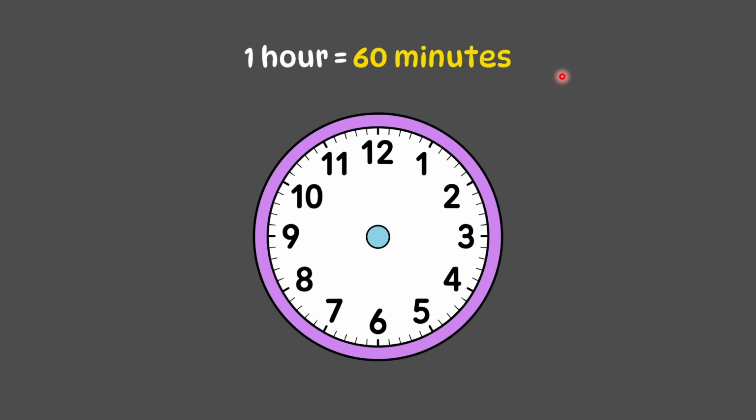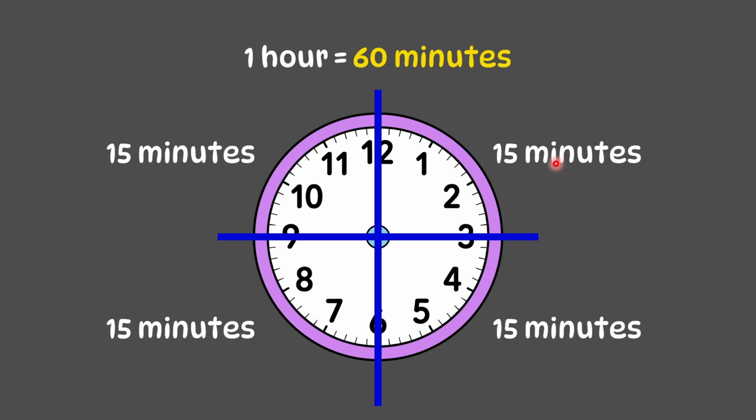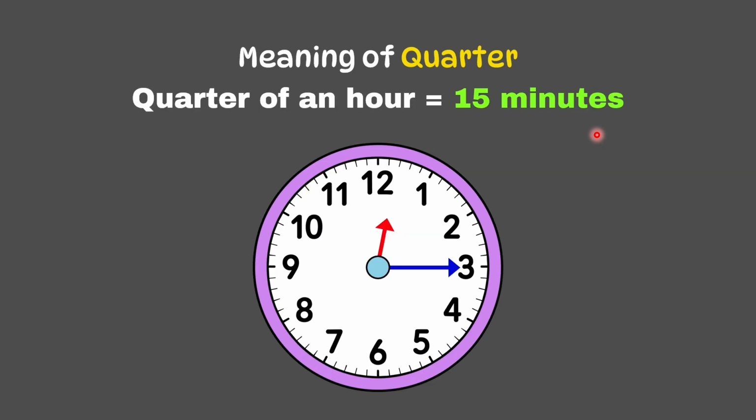1 hour has 60 minutes. Now imagine dividing this 1 hour into 4 equal parts. Each part will have 60 divided by 4, which is 15 minutes. So quarter means 1 out of the 4 parts when something is divided into 4 equal parts. So here each part is called a quarter of an hour. So now we know a quarter hour means 15 minutes.